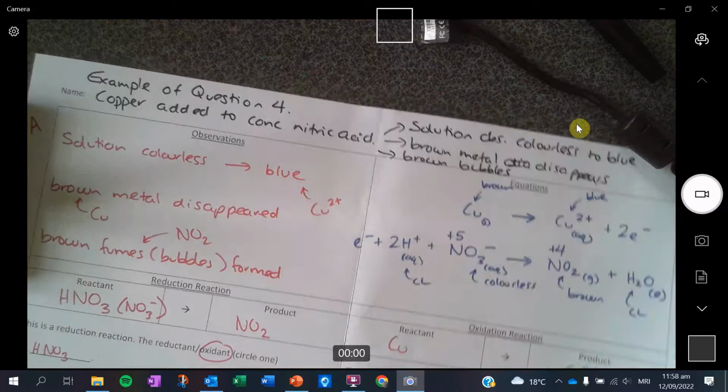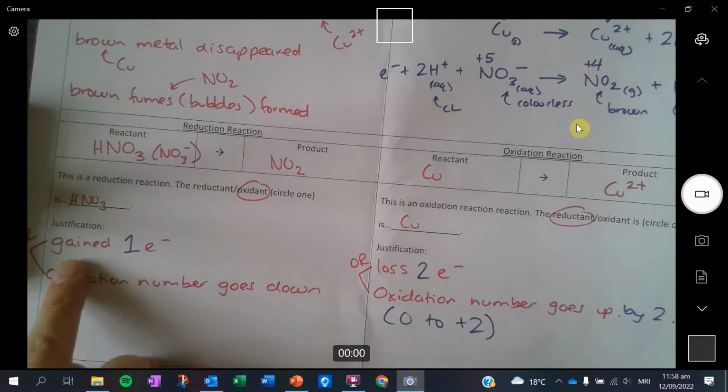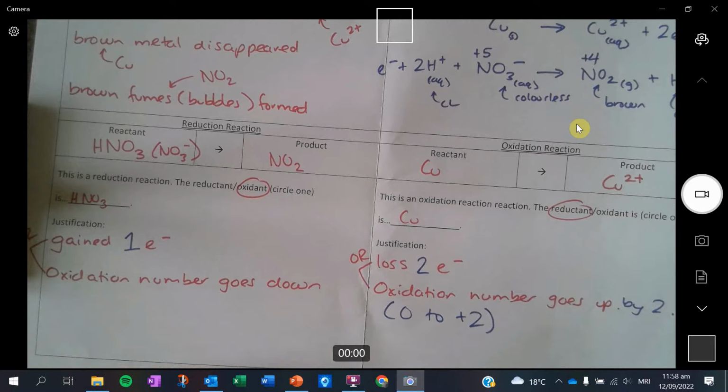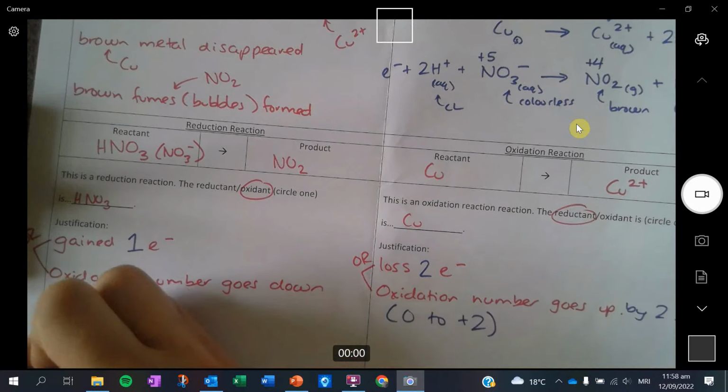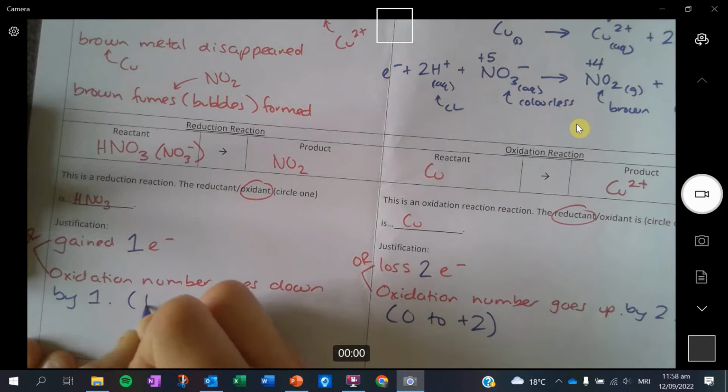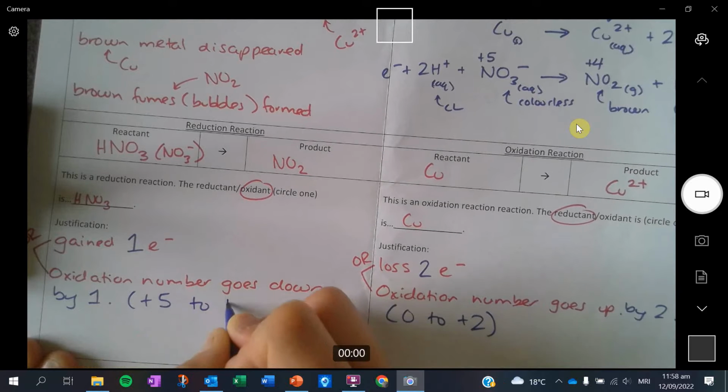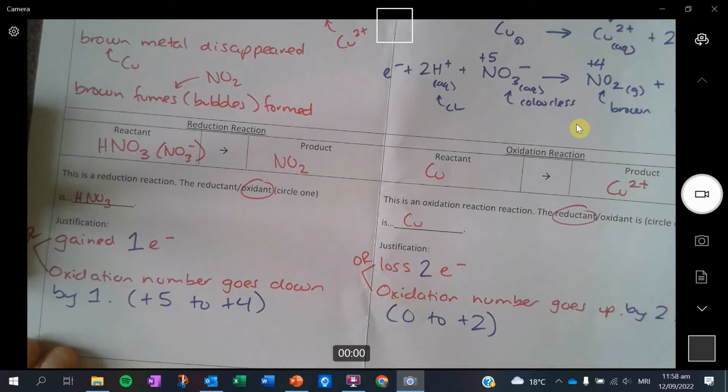So when we're doing our justification then, it's gained 1 electron. The oxidation number has gone down by 1. We've gone from +5 to +4. So everything should back each other up.